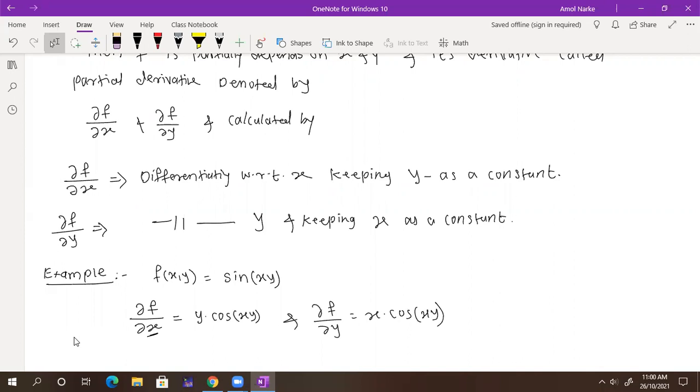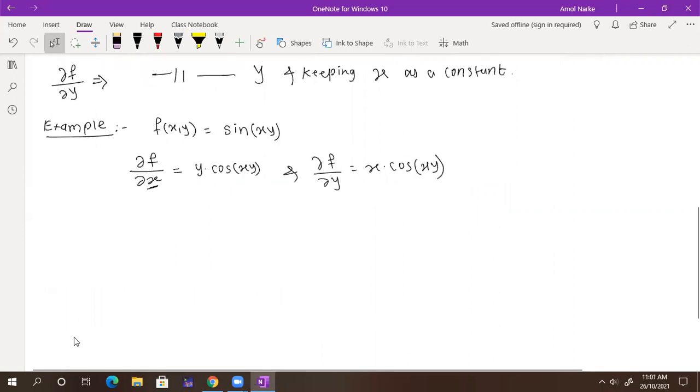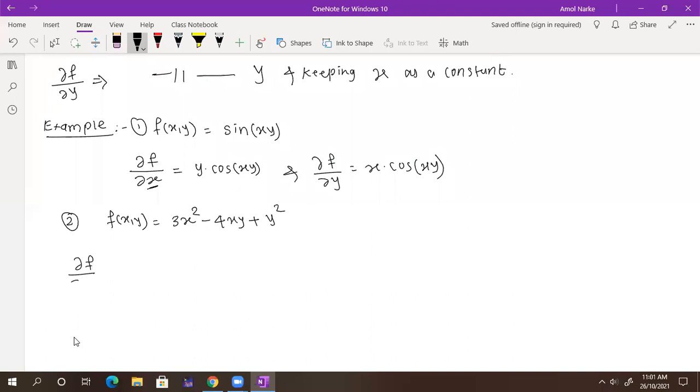Can I give you one more example? Can you solve this? f of x comma y is equal to 3x square minus 4xy plus y square. Find del f by del x. Tell me what it is. Or you can find it at 1 comma 1, everything. You need to find it at 1 comma 1. First we find del f by del x. So tell me what is del f by del x?